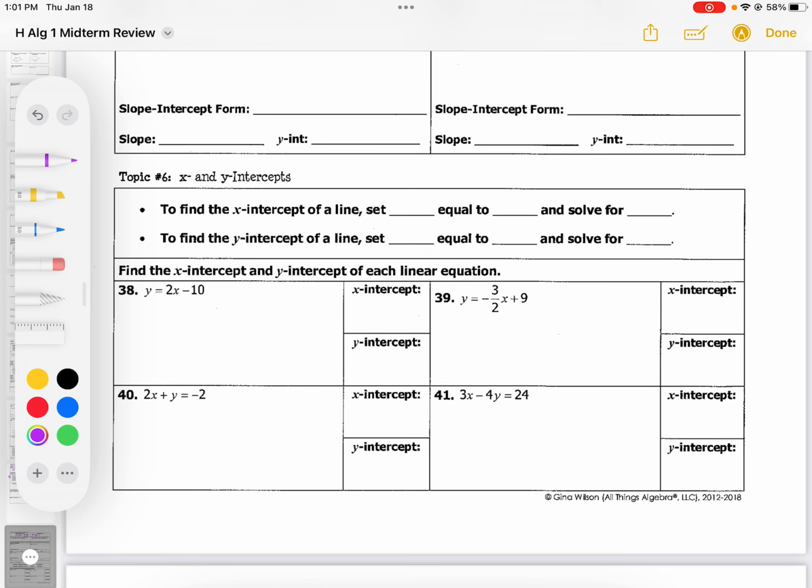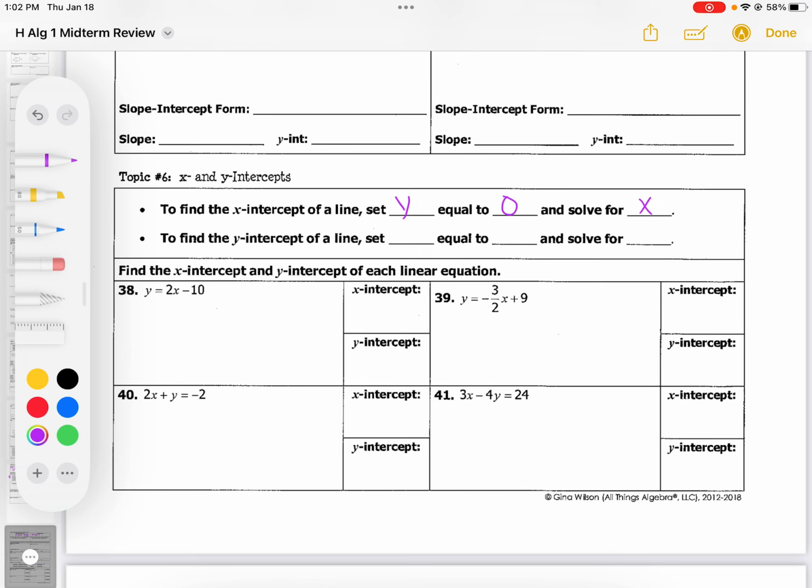So to find the x-intercept, we set y equal to 0, and we solve for x. So when your line is on the x-axis, that point, wherever it crosses the x-axis at, is called the x-intercept, and that point always has 0 as the y-coordinate. That's why you replace a 0 in for y, and then you solve for x.